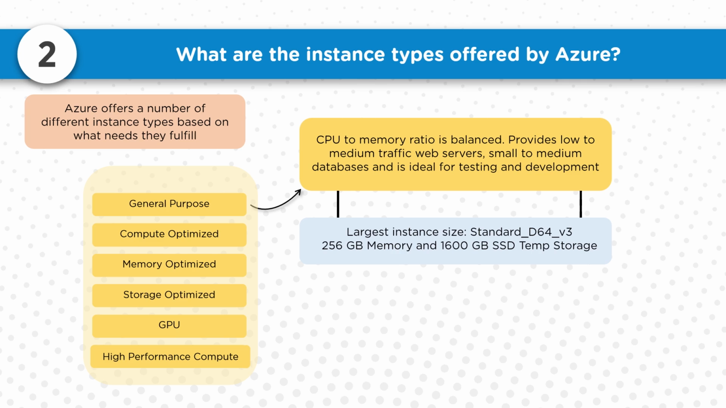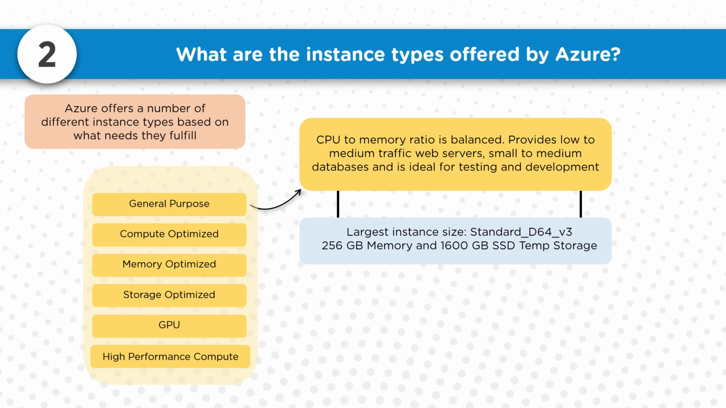You shouldn't be provisioning more, you shouldn't be provisioning less at the same time. So it's kind of matching the right service to the right requirement. So what are the instance types offered by Azure? As you see in the list, we have general purpose, compute optimized, memory optimized, storage optimized, GPU virtual machines, and high performance compute virtual machines.